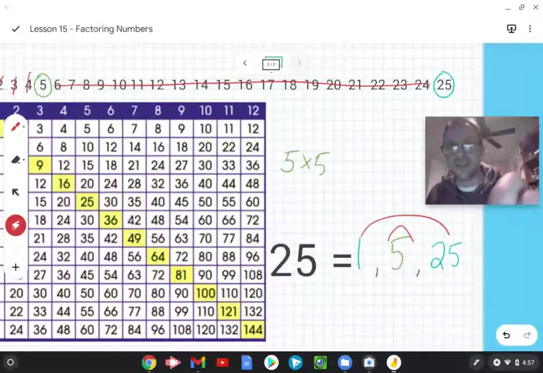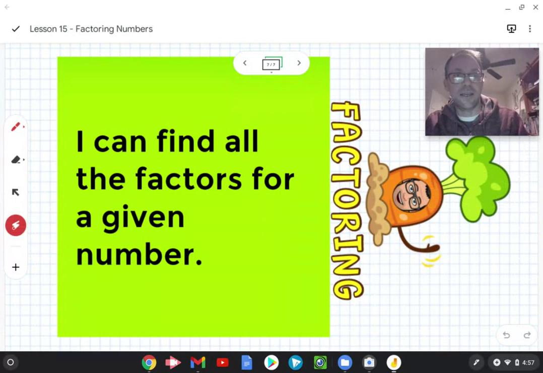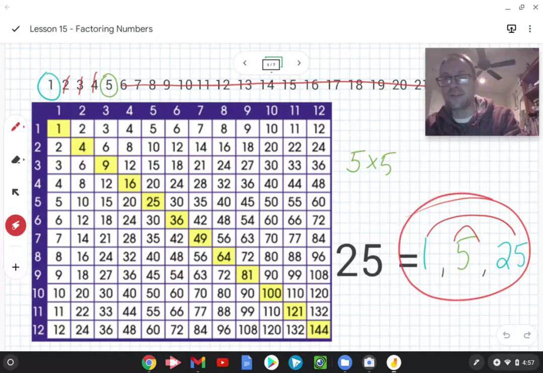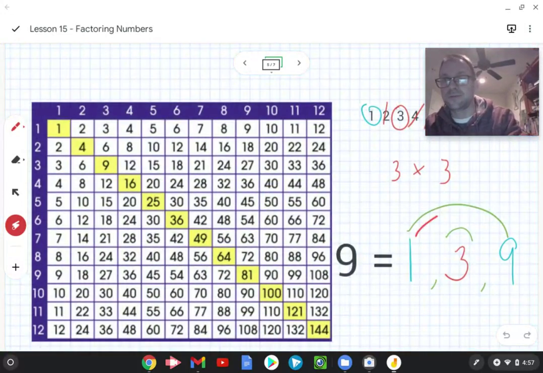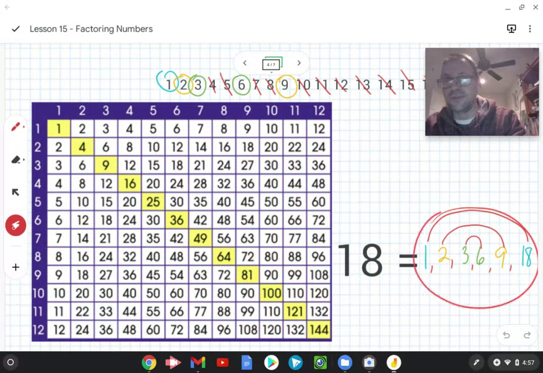Okay, here's our learning target. I can find all the factors for a given number. And you're going to use your multiplication chart and you're going to use a factor rainbow to keep your list of factors organized. Okay? And you're going to have some practice with that right now. So let's get to it.